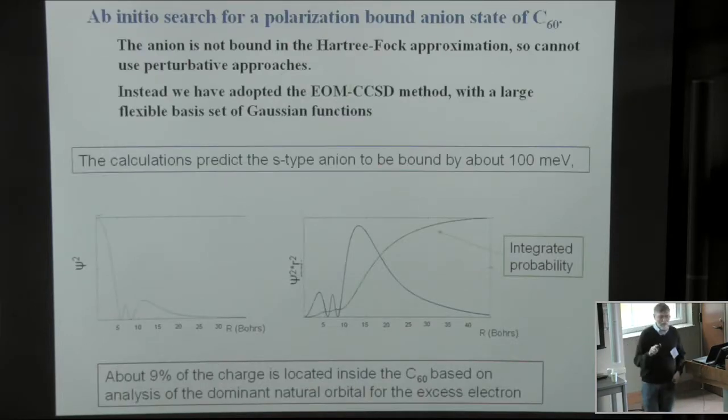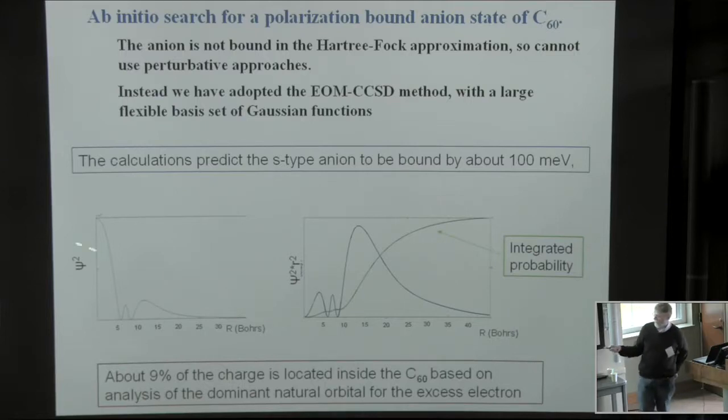So we applied the equation of motion coupled cluster to this. You need very big basis sets, both on the carbons, as well as to allow for the radial extent. We did that by adding a very large set of diffuse SPD functions at the center of the C60 cluster. These are probably, or just about, the largest equation of motion coupled cluster calculations that have been done on any system. And we find with the largest basis sets that the S-type anion is bound by about 1/10 of an electron volt.